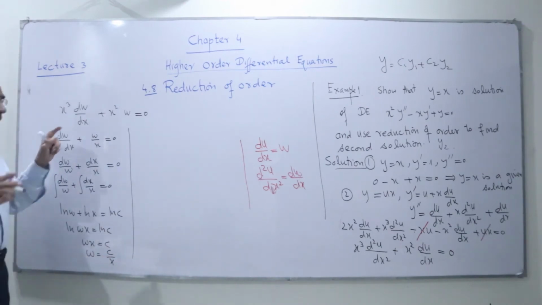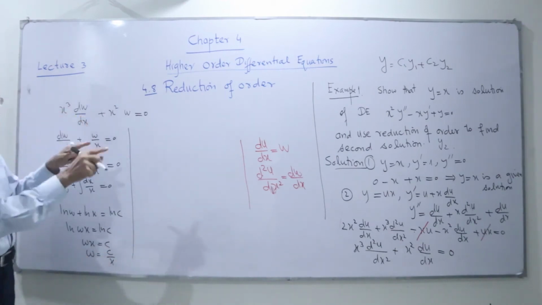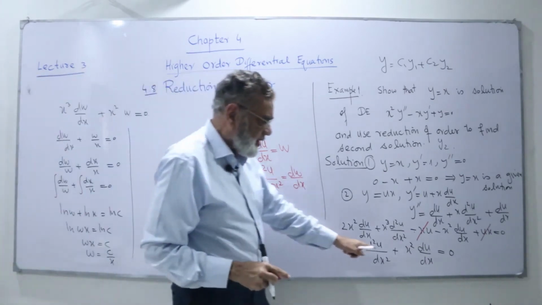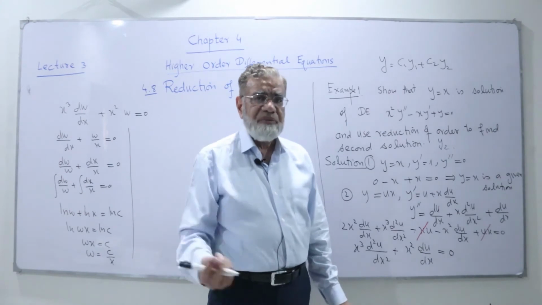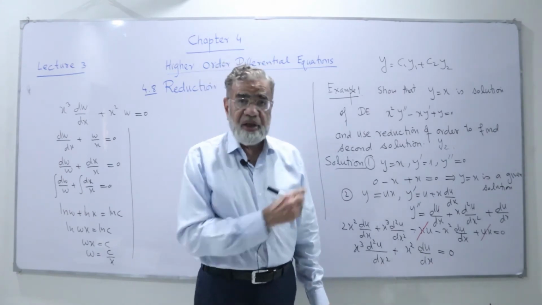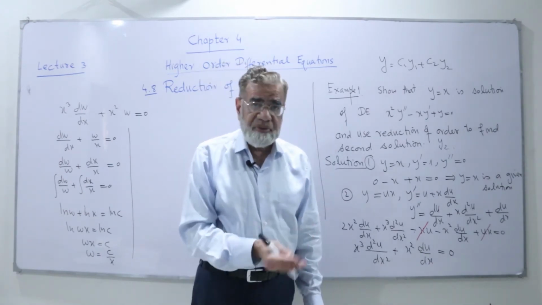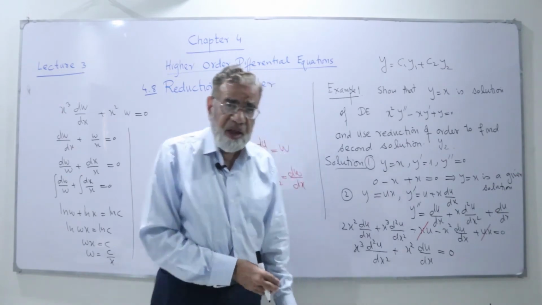That's important. We must have the reduction. There must be some cancellation, and we get only the terms with du by dx and d2u by dx squared. Then we can substitute and get the reduction of order. If it's not possible, this means there is some mistake. We have to correct it, or this method is not applicable for that one.